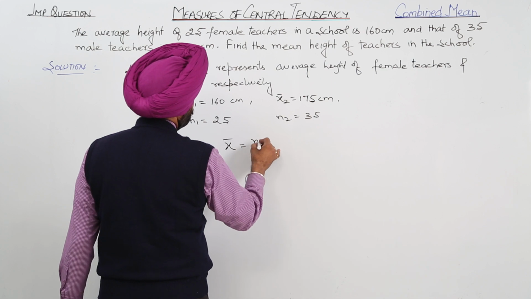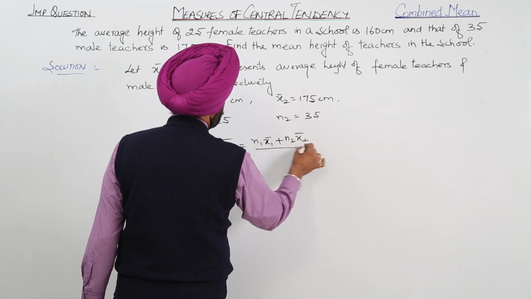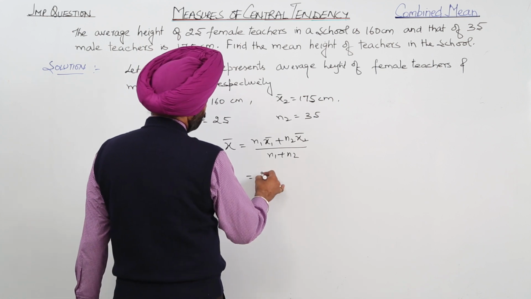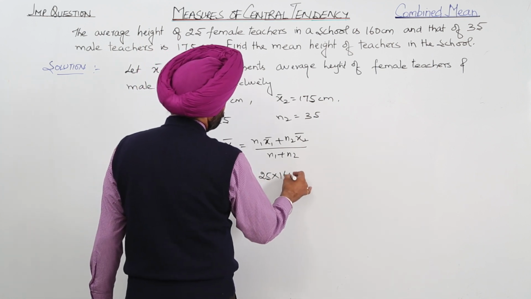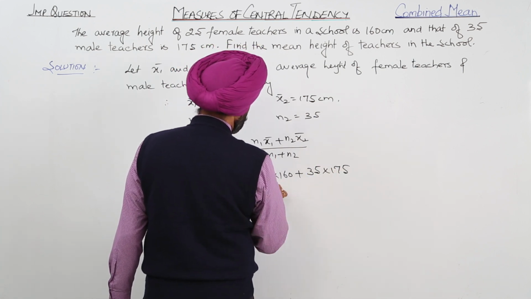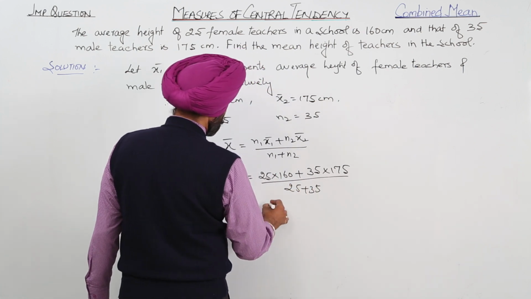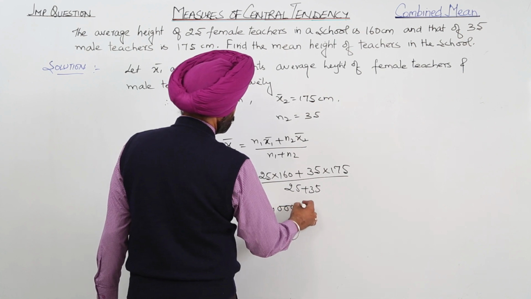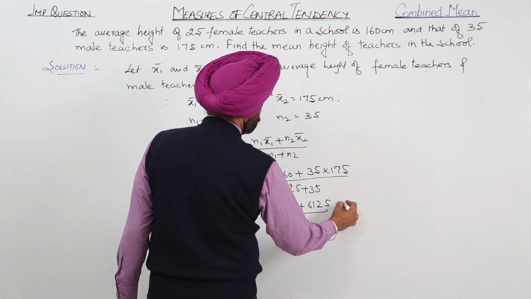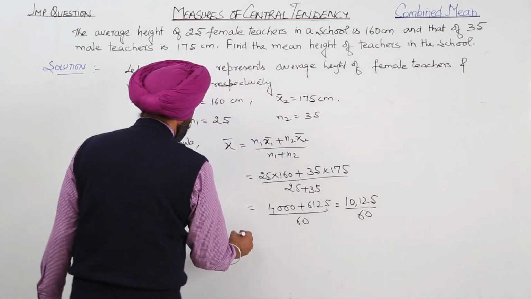Combined mean is equal to n1 x1 mean plus n2 x2 mean upon n1 plus n2. Now this is equal to, n1 is 25, 25 into 160 plus 35 into 175 upon 25 plus 35. Now this becomes 4000 plus 6125 upon 60. This is equal to 125 upon 60.